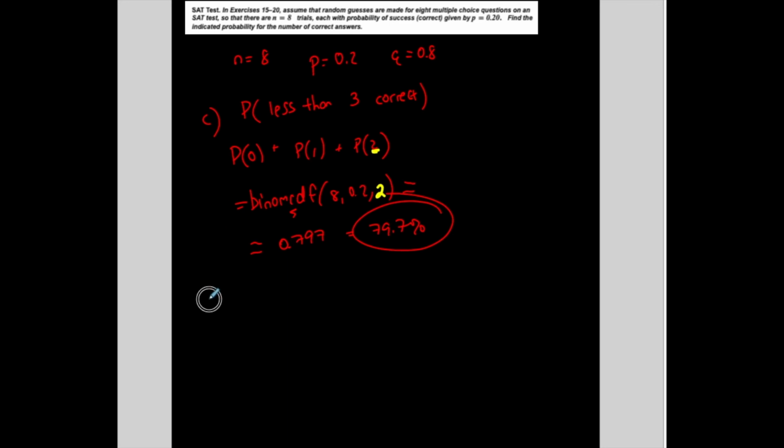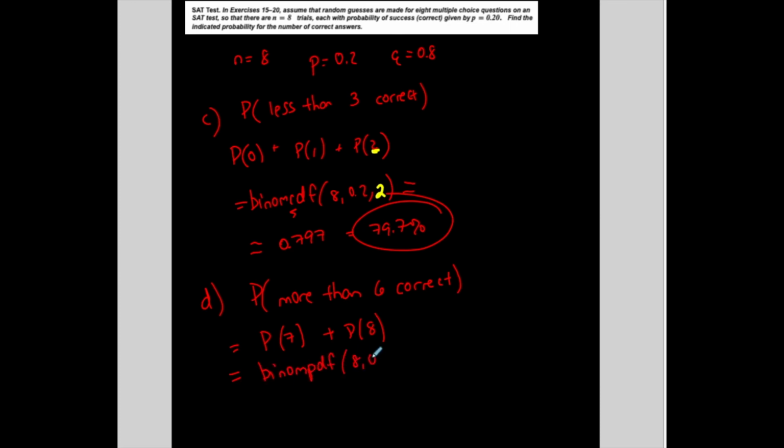Now I'm just playing with the binom CDF, so let me do one more. Find the probability that I get more than 6 correct. More than 6. Now there are 2 ways you could do this. More than 6 means 7 or 8. This would be a binom PDF for 7 and binom PDF for 8. Let's see what I get.